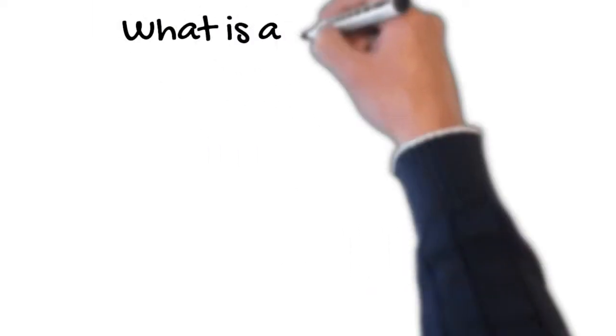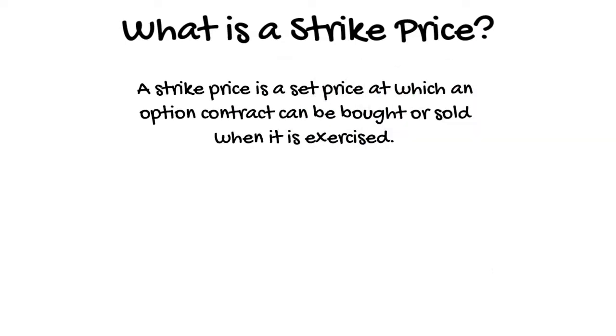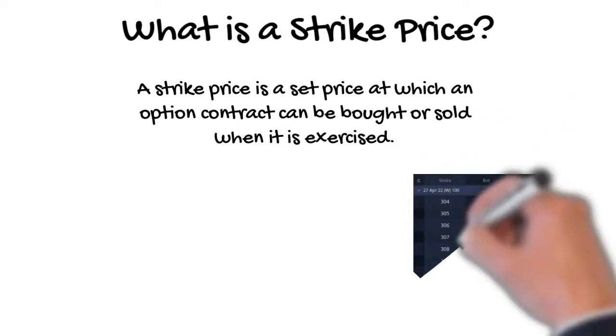So what is a strike price? Strike price is a set price at which an option contract can be bought or sold when it is exercised. As a newer trader, you don't really need to worry about exercising a contract, as that is a more advanced strategy for a different video. Just understand that your contract will expire by its expiration date and that you will need to be out of your trade by the end of expiration.